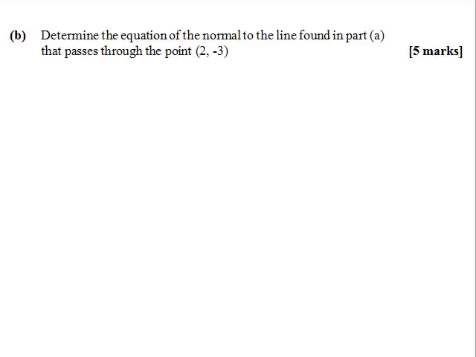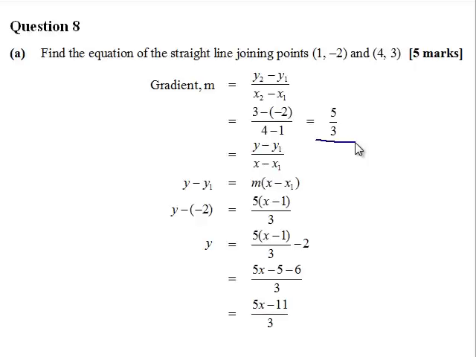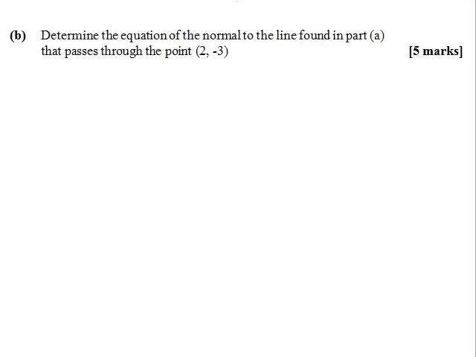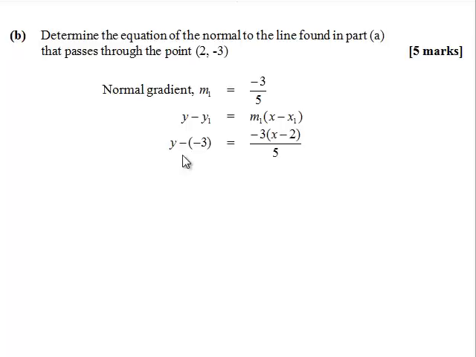The gradient of a normal to a given line is minus the inverse of the gradient of the line. The gradient of the line was 5 over 3, so that means that the gradient of the normal will be minus 3 over 5. So as before, we can write y minus y1 is equal to the gradient times x minus x1, and we have this point here of x2 y minus 3, so we put that into the equation, y minus minus 3, and there's x minus 2.